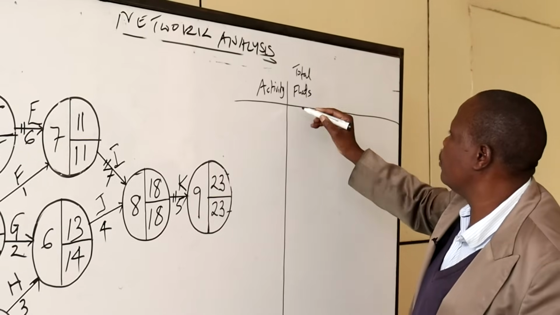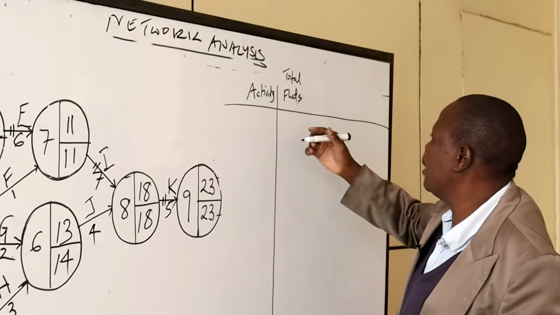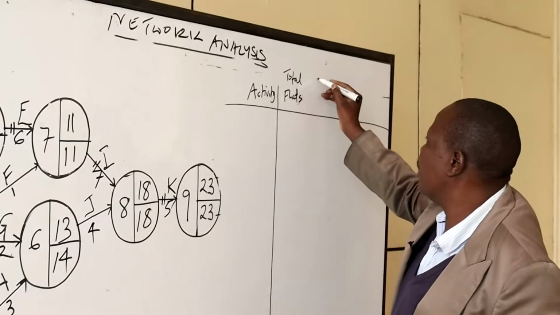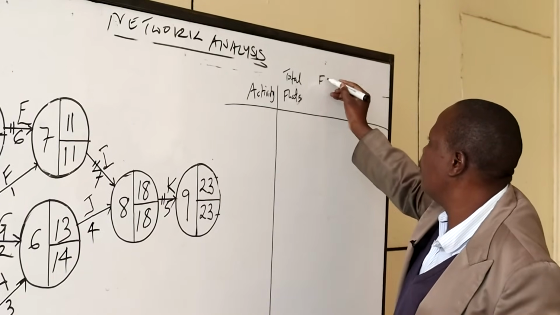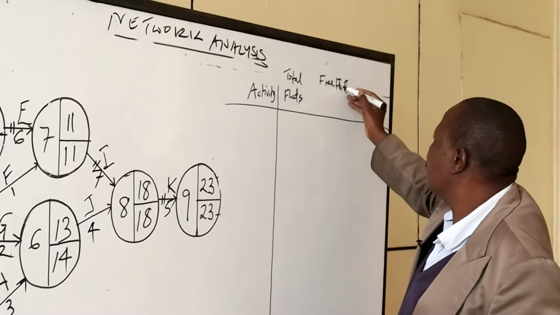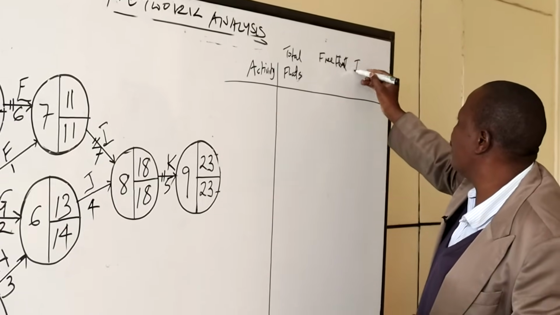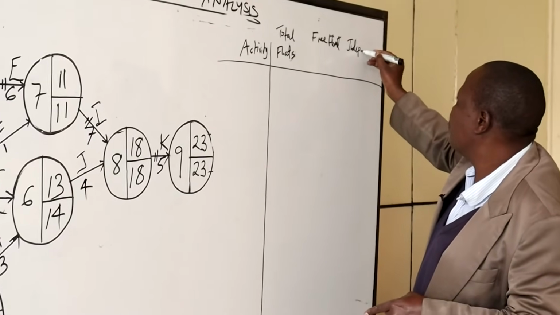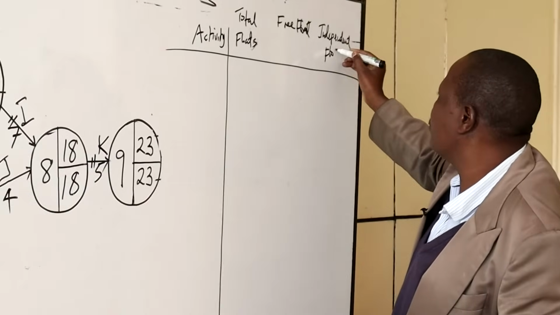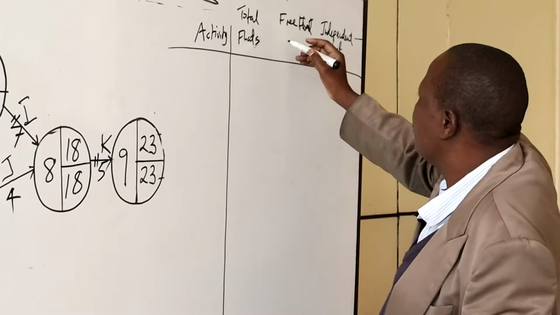Start with total float, because there are many types. Total float. Then we have free float. Then we have independent float.